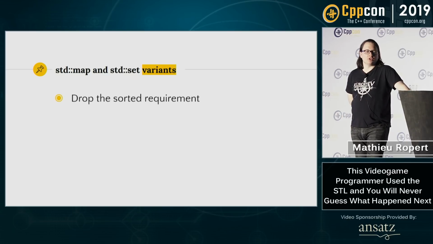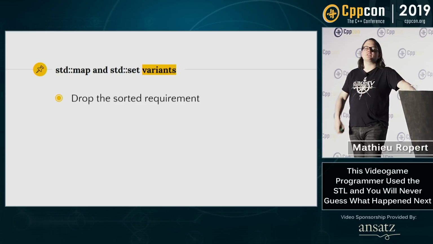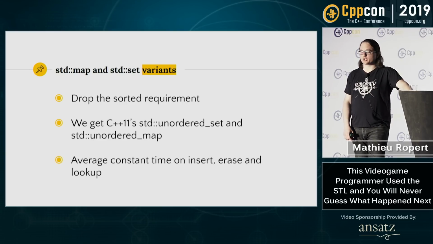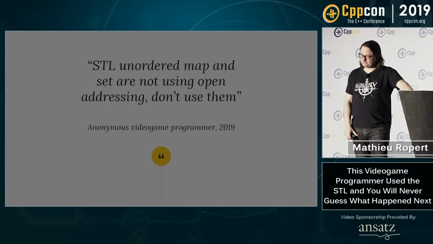But if we start dropping constraints, now it gets interesting. For example, let's say it doesn't have to be sorted. Because the minute it doesn't have to be sorted, I can start using other structures. I don't have to use a tree. I can use a hash table. And that's exactly what we have. It's called an unordered map and an unordered set. It's great. It's average constant time on insert, erase, and lookup. And we're getting close to what we wanted. Oh, this guy again.